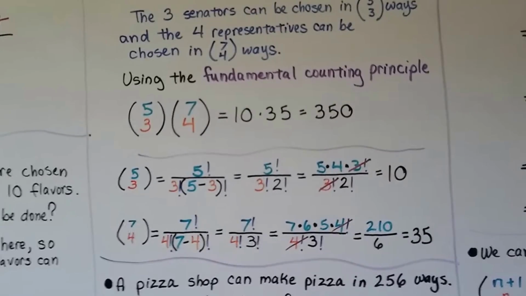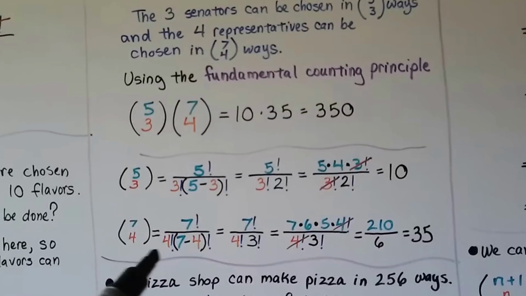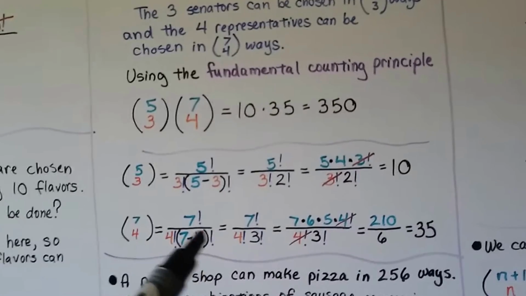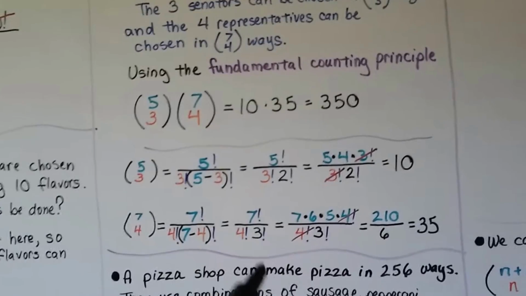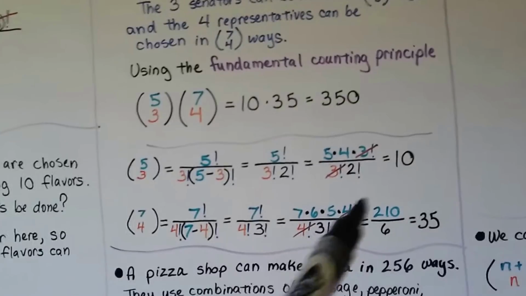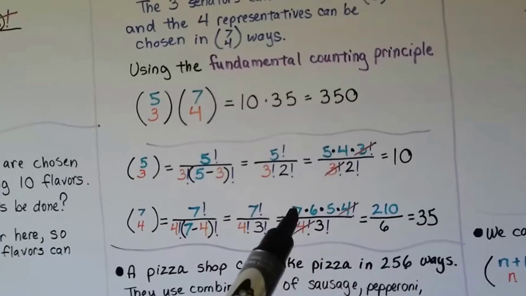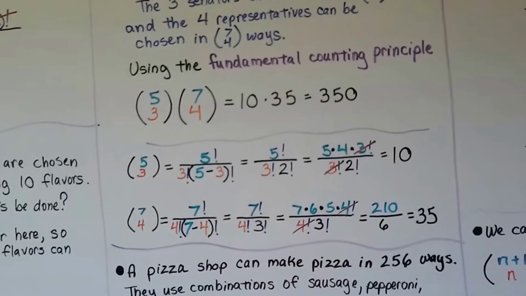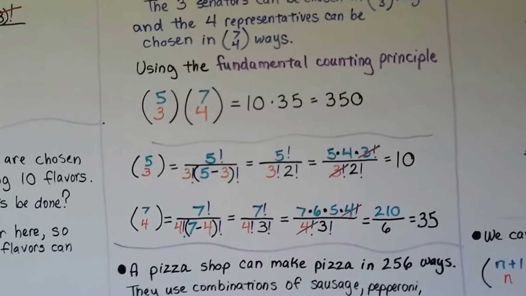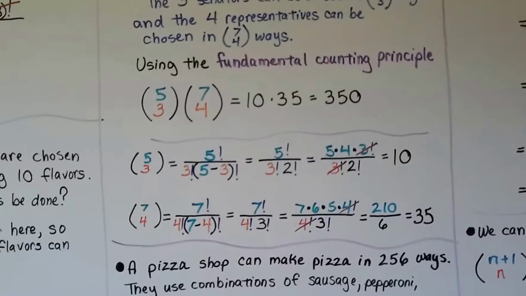For the 7 choose 4, we have 7 factorial divided by 4 factorial times 7 minus 4 factorial. That's a 3 factorial, isn't it? I wrote the 7 factorial with a factor of 4 factorial, canceled them out, and we had 7 times 6 times 5, which is 210, and 3 factorial is a 6. That was our 35. We multiplied them together and got the 350. All right?